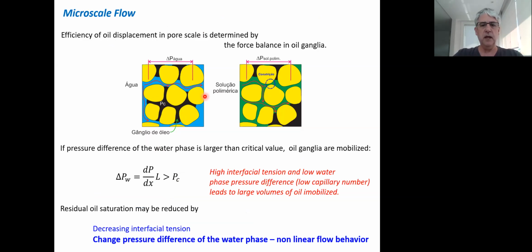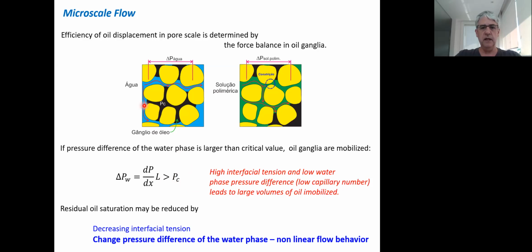So in order to mobilize a trapped ganglia, you need a pressure difference acting on the ganglia that's able to overcome the capillary pressure that keeps it in place. So you have this more or less stability criterion that the pressure difference in the water phase needs to be higher than this capillary pressure.